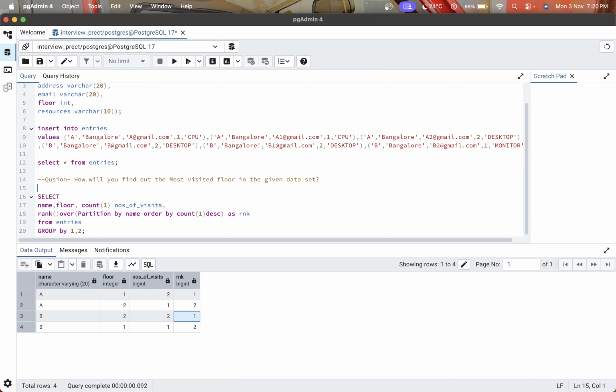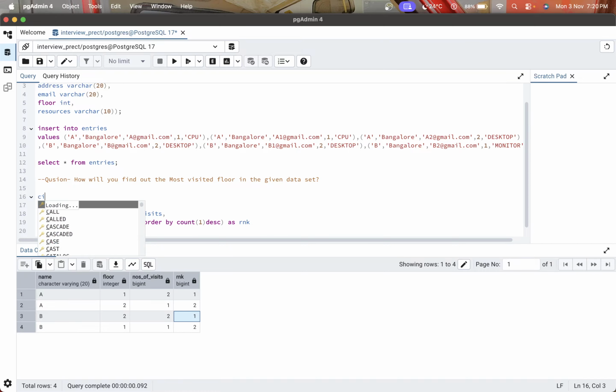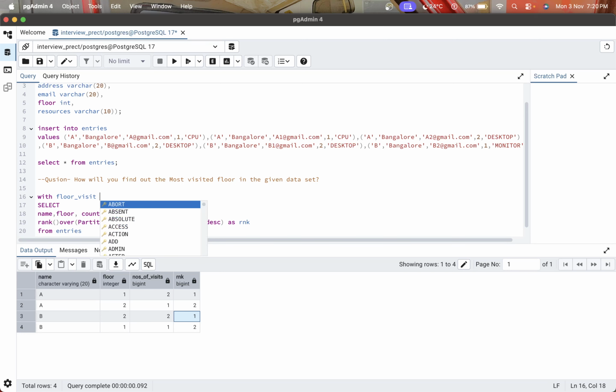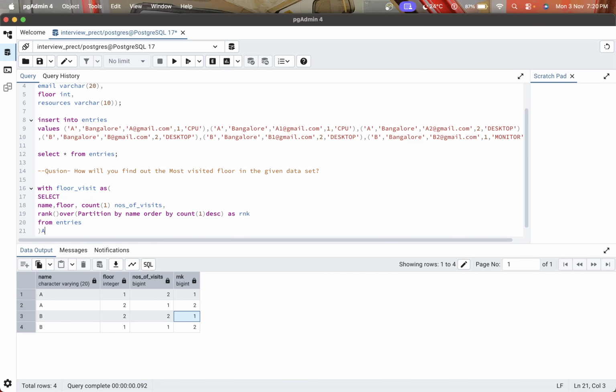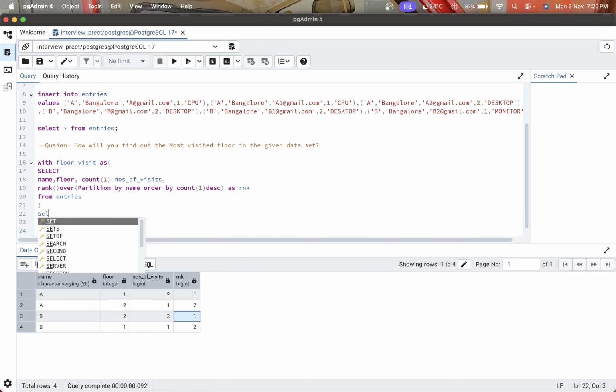Now we need to convert it into a CTE. So I'm saying with, let's say, floor visit as, select star from floor visit where RNK equal to 1.